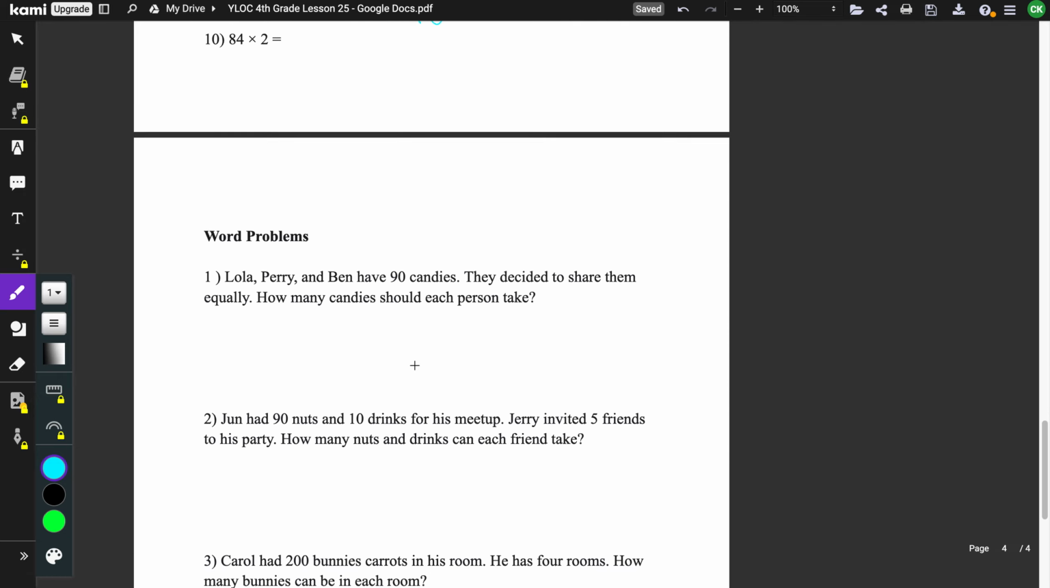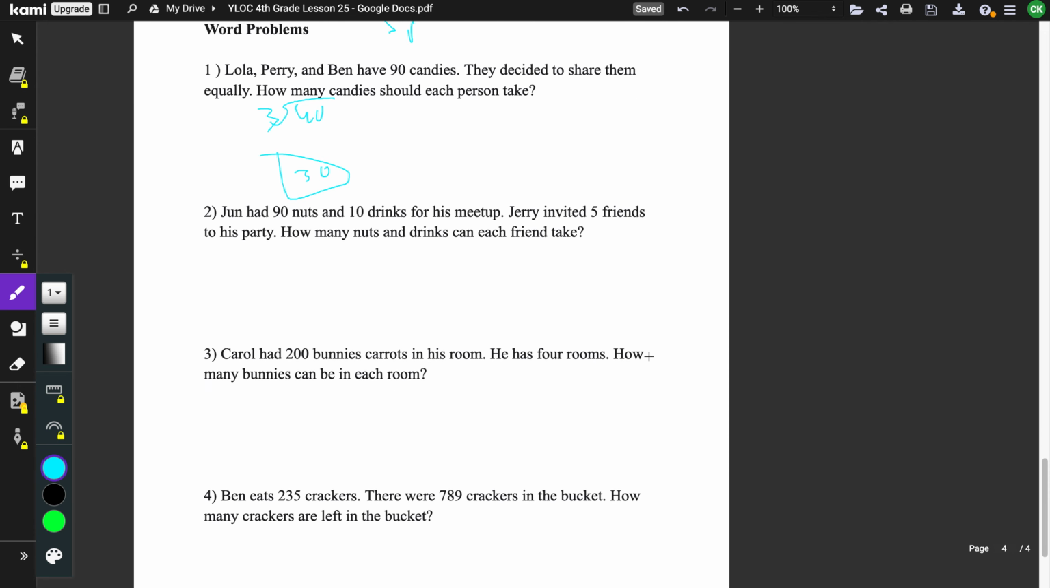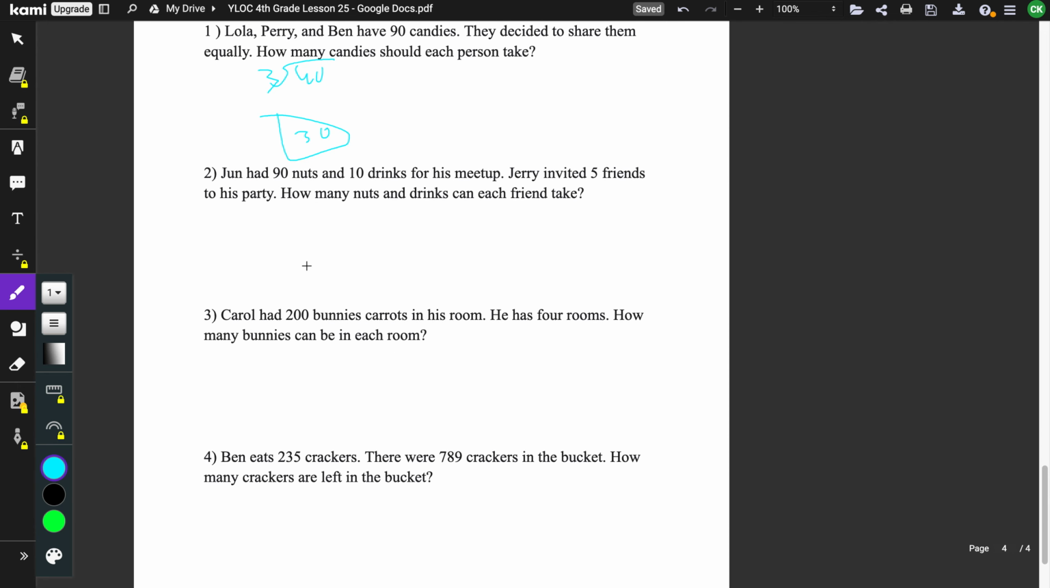Moving on, we're going to do some word problems. So it says, Lola and Barry, Perry and Ben have 90 candies. They decided to share them equally. How many candies should each person take? So if there's 3 people and there's 90 candies, then we need to split it equally. So we're just going to do 90 divided by 3, which is actually pretty easy. So how many times does 3 go into 9? 3, and add a 0, so it's just going to be 30. So basically 30 candies.